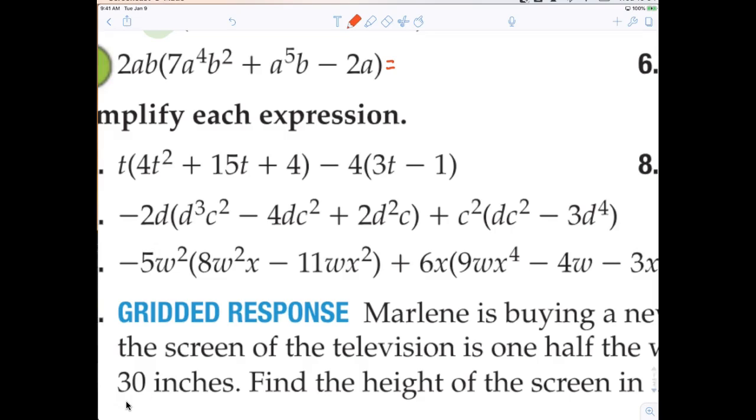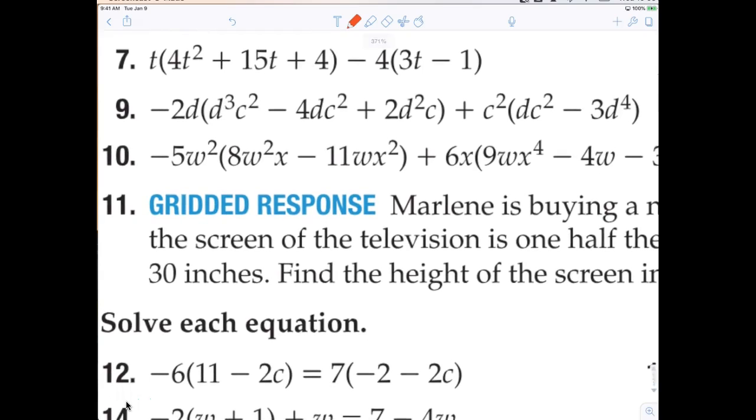All right. So I got 14a to the 5th b to the 3rd, plus 2a to the 6th b to the 2nd, minus 4a to the 2nd. If you're having trouble with that, you're not understanding the rules. And I can't go any farther with you if you don't understand that. Is everybody comfortable with that? Anybody have any questions? If you have no questions, then the next step's going to be easy. Let's take a look at number 7.